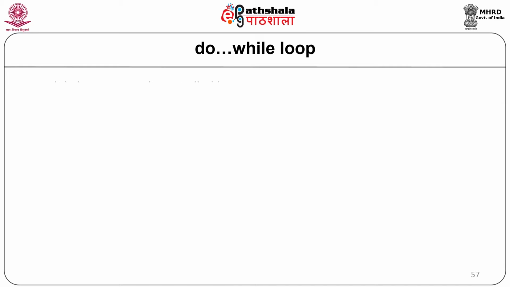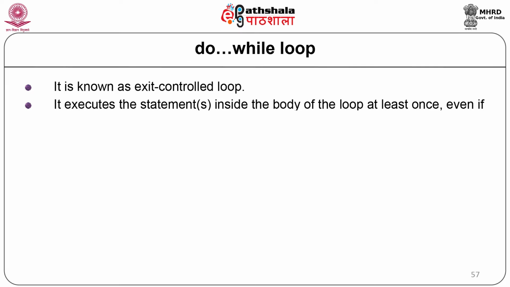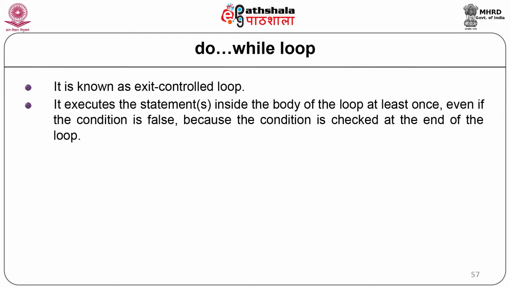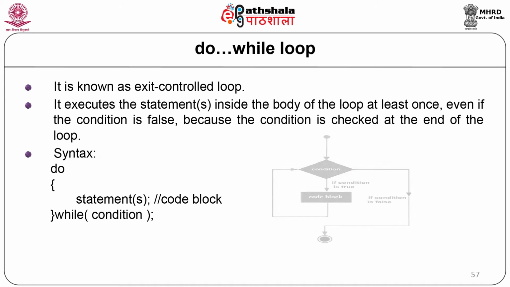Next is a do while loop. Do while loop is an exit control loop. The do while loop executes the statements inside the body of the loop at least once, even if the condition is false, because the condition is checked at the end of the loop. The syntax is do, opening curly braces, the statements, end of curly braces, while condition.